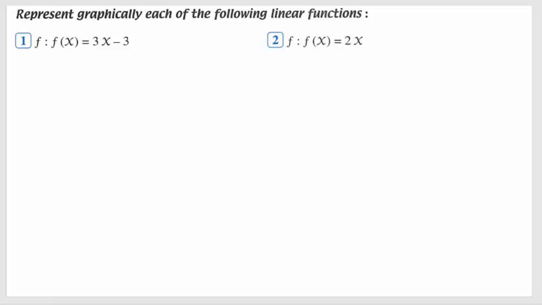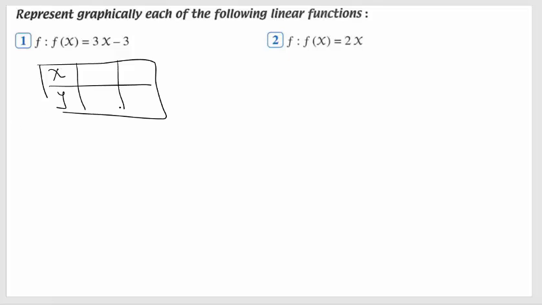We have two methods, and we will check these two methods together to know how to represent it graphically. The first one is to find only 2 points, and the most important points for me is the intersection with x-axis and with y-axis. So to draw, I need to find 2 points. These 2 points, I will get x and y. To find the intersection point with y-axis, I will put x equals to 0. And to find the intersection point with x-axis, I will put y equals to 0.